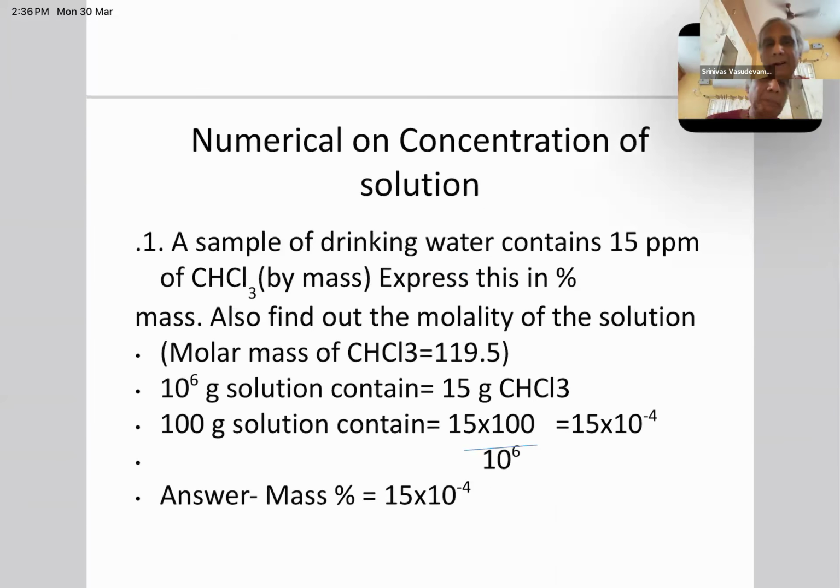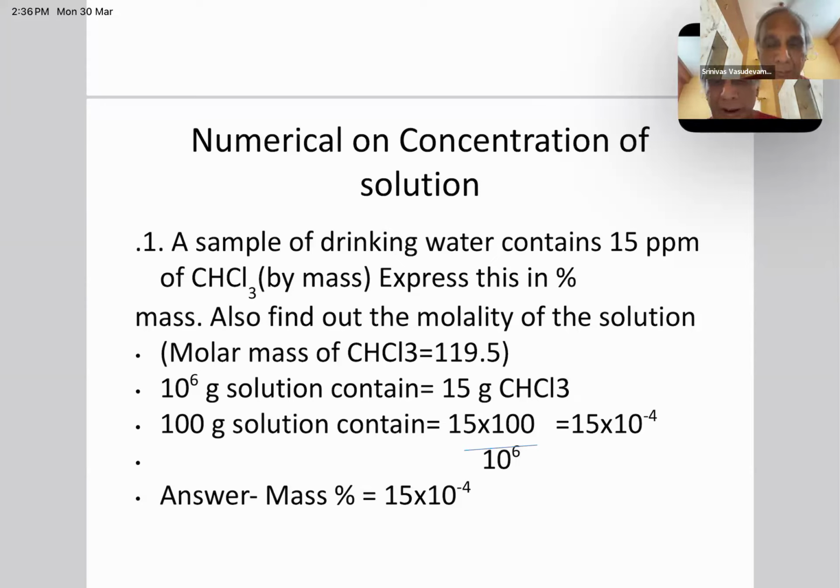First one is based on percentage mass and parts per million. A sample of drinking water contains 15 parts per million chloroform, CHCl3, by mass. Express this in percentage mass. What is given is 15 parts per million. That is, if I take 10 power 6 gram solution, 15 grams of chloroform is present. What is asked here is the percentage mass, that is, how much chloroform is present in 100 gram solution.